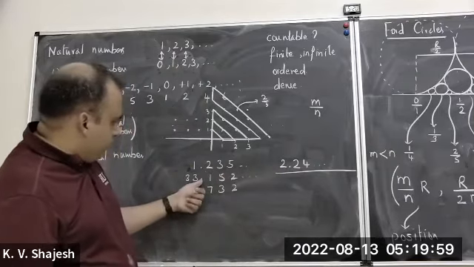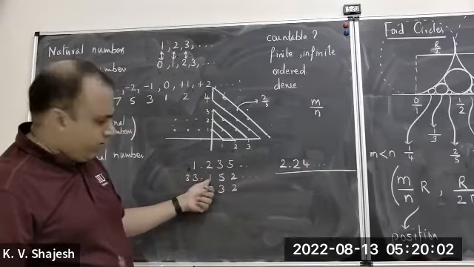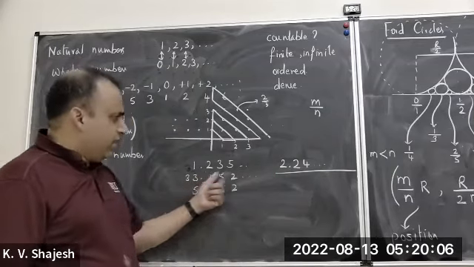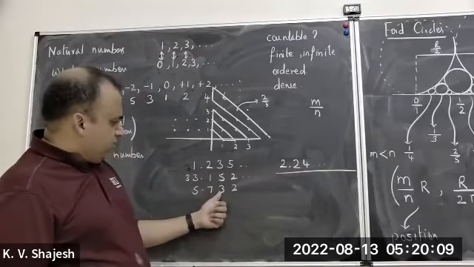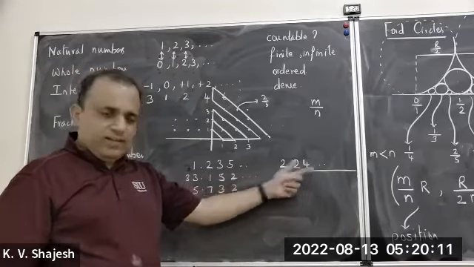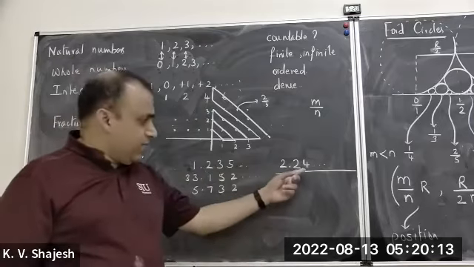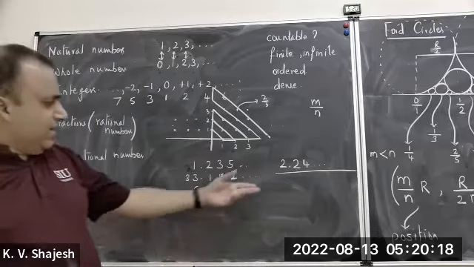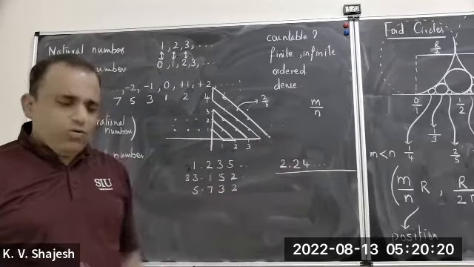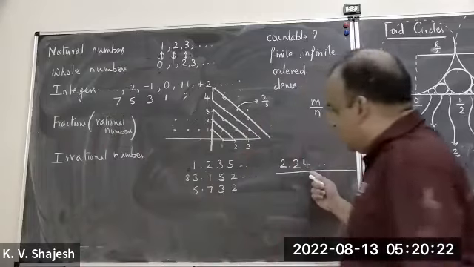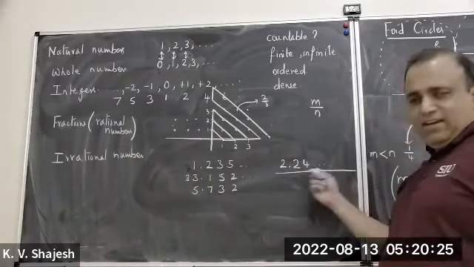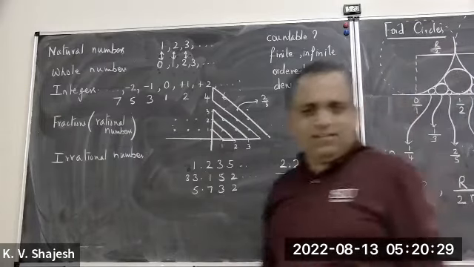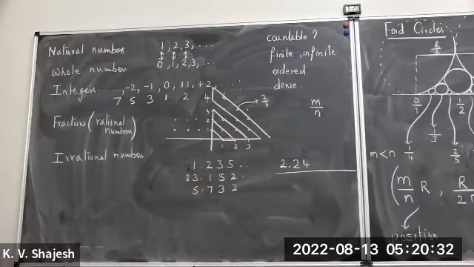This number is not this because the first digit after the decimal doesn't match. This is not this number because it doesn't match this. And I can keep doing this and I can claim that this number doesn't belong to this list. But then that's a number, right? So we have shown that there is a number which I can write, which does not belong to this list. In that sense, the real number set is not countable.